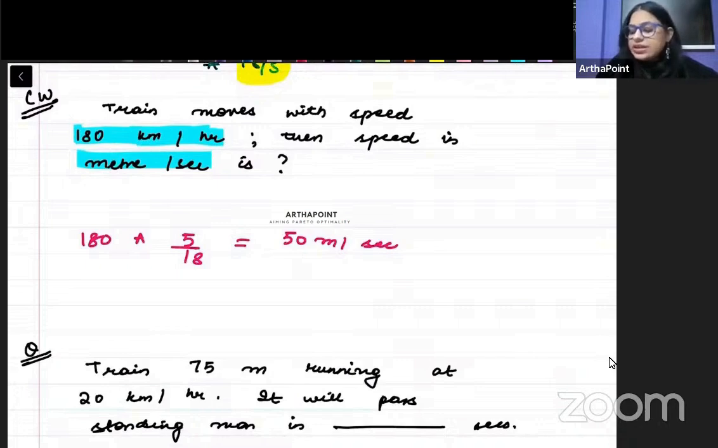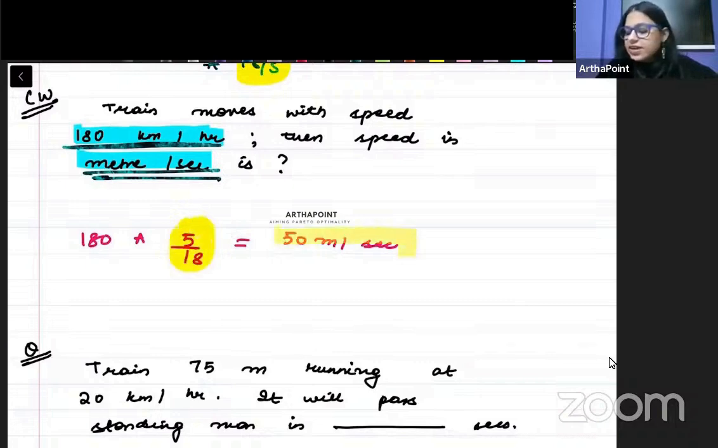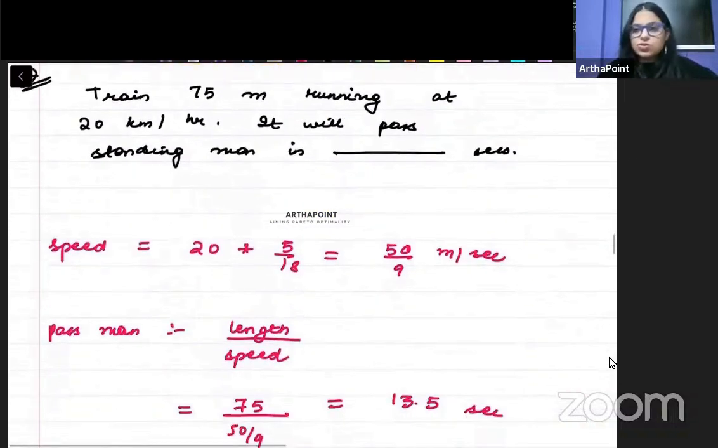Look at the first question. It says a train is moving at the speed of 180 kilometer per hour. Then the speed in meter per second is? So as I told you, if I have to convert into meter per second, I need to multiply it with 5 by 18. So when I multiply it with 5 by 18, I will get the answer as 50 meter per second. Come to the next question.